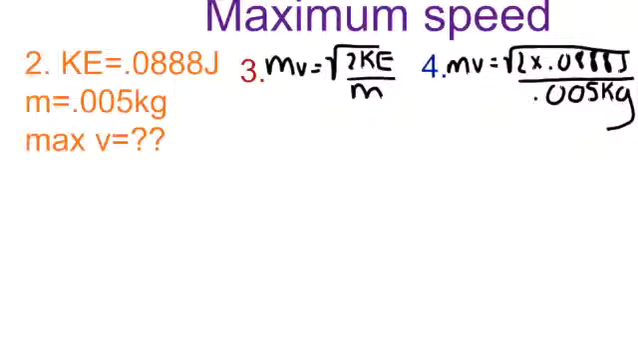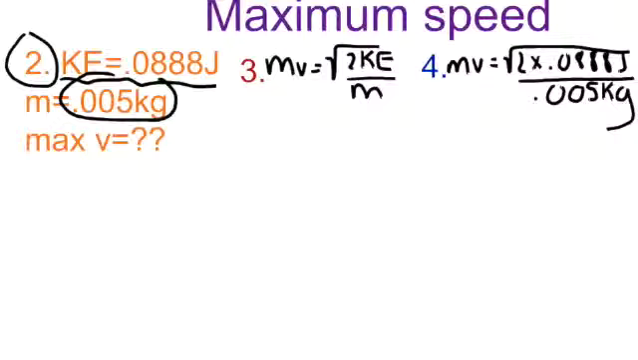So first, for the second step, I put down all the variables. We know that the maximum KE is 0.088 joules. This was solved by Ayah. Then we know the mass is 0.005 kilograms, the mass of the marble. And we're trying to find the max V.